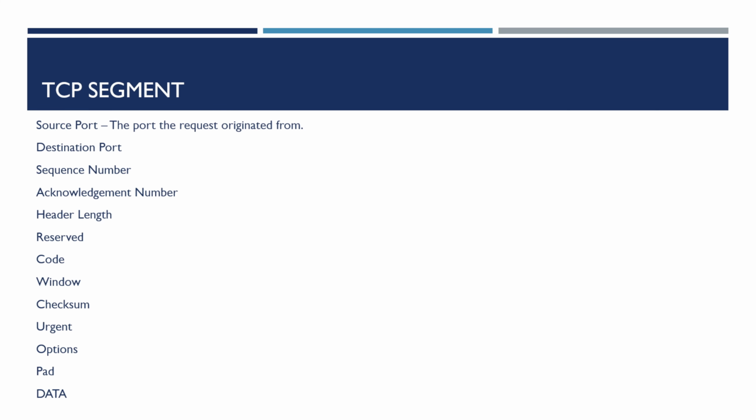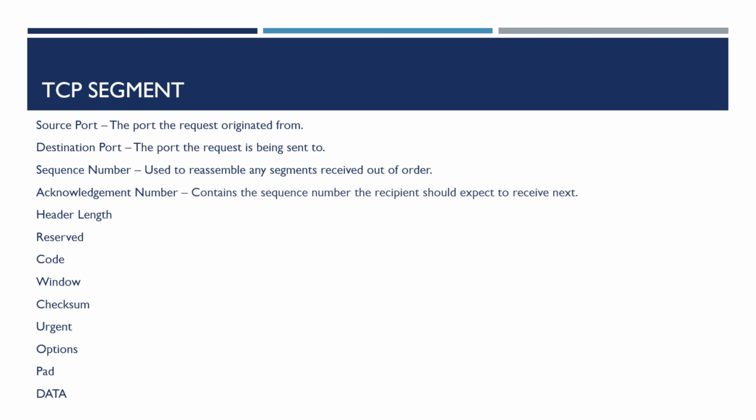Source port and destination port: obviously the port it originated from and the port it's headed towards. Sequence number is used to reassemble any segments received out of order. Again, TCP is all about ensuring data exists in its entirety and in the correct order. Sequence numbers are important for that. Acknowledgement number contains the sequence number the recipient should expect to receive next as that next piece of data. Header length, again, defines the length of the segment header.